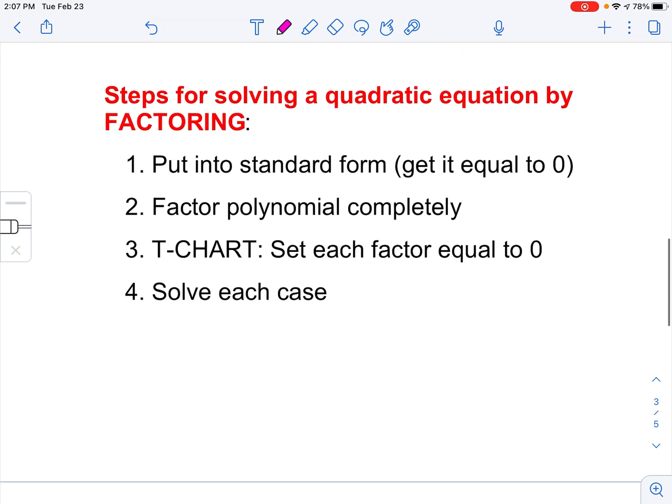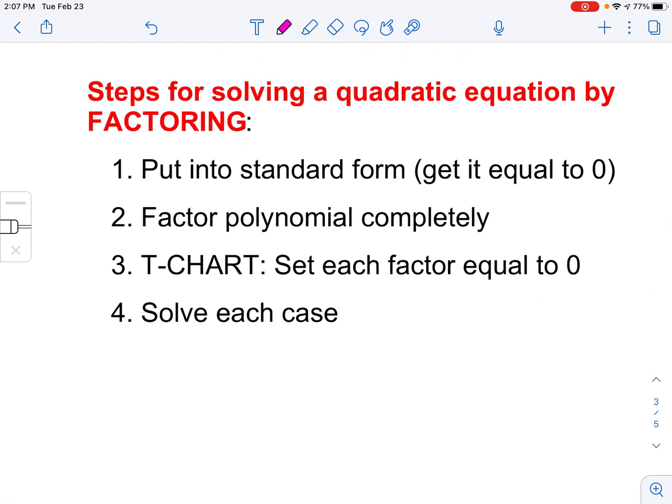Okay, so for those of us who like steps for solving, anytime we see a quadratic equation and we want to solve it by factoring, we should first put it into standard form and get it equal to 0. That means move all the terms to the same side, and make sure those exponents go from highest to lowest. Second, we make sure to factor the polynomial completely. That means GCFs, difference of two perfect squares, regular trinomial factoring, any method that we've learned so far can be applied to these types of questions.